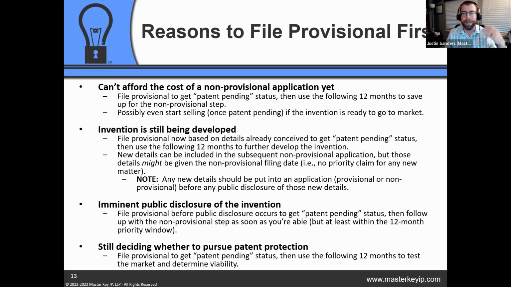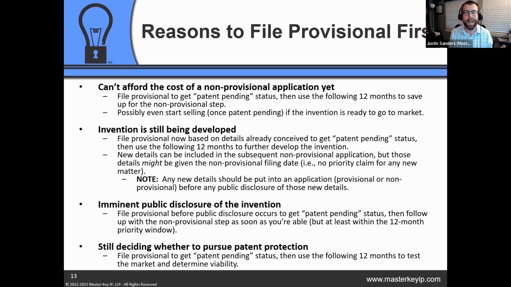Sometimes you're about to imminently disclose the invention. Let's say that next week you're going to be presenting as part of a pitch competition, or you've got an imminent launch of your product that you can't push back any further. That would be another situation where we can just rush file a provisional so that you're patent pending before that public disclosure takes place, and then we follow up with a non-provisional as soon as you're ready.